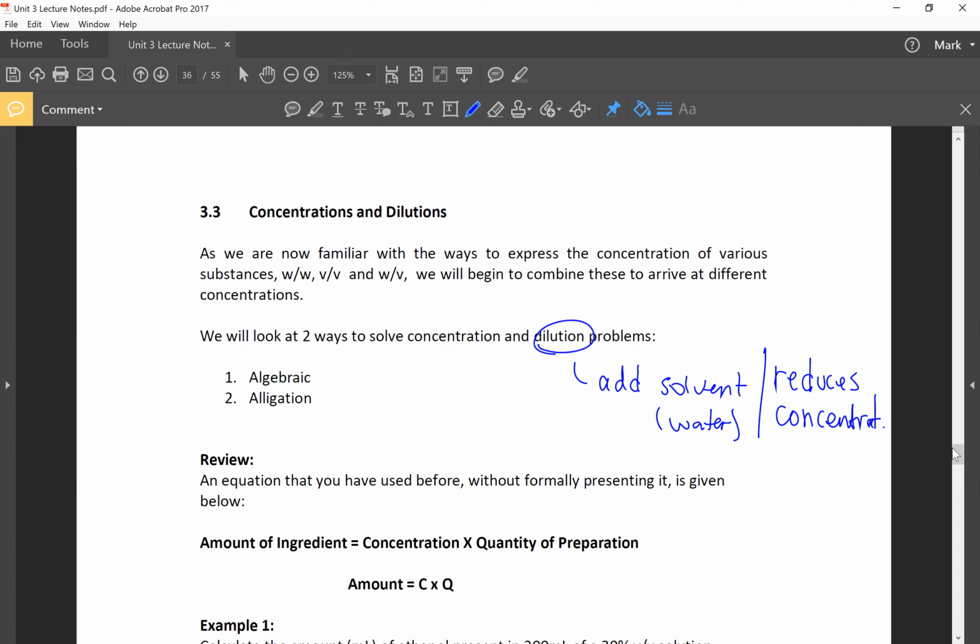There's less waste, there's less packaging, it takes up less space on the shelves, and then you can dilute it yourself and you can control it.